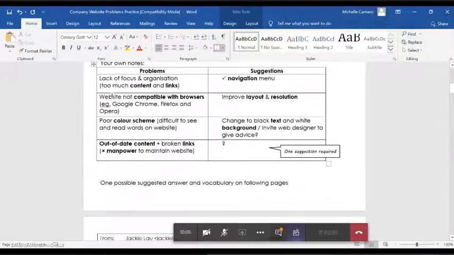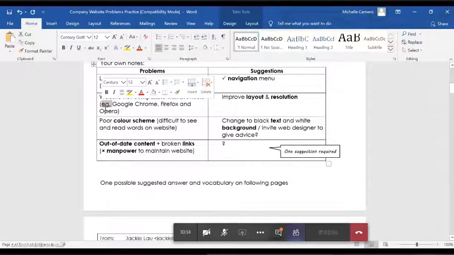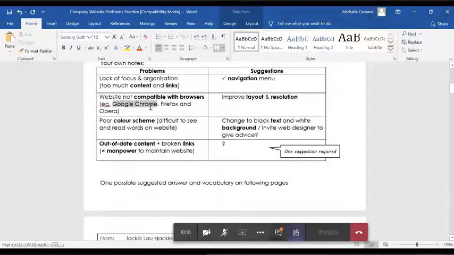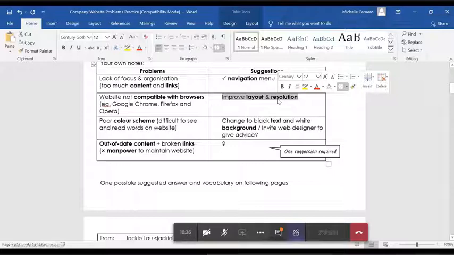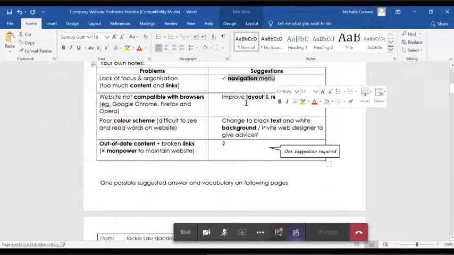All right, next, the website's not compatible with browsers. More information about that, e.g., so you know that here you can use the words for example. So for example, Google Chrome, Firefox, and Opera. So it's not compatible with these browsers. All right, how should we fix this? Improve the layout and resolution. That's the suggested solution. Remember, you need to add the advantage of this suggested solution. The advantages are not on the assessment paper, okay? You have to add your own idea. So why is adding a navigation menu good?